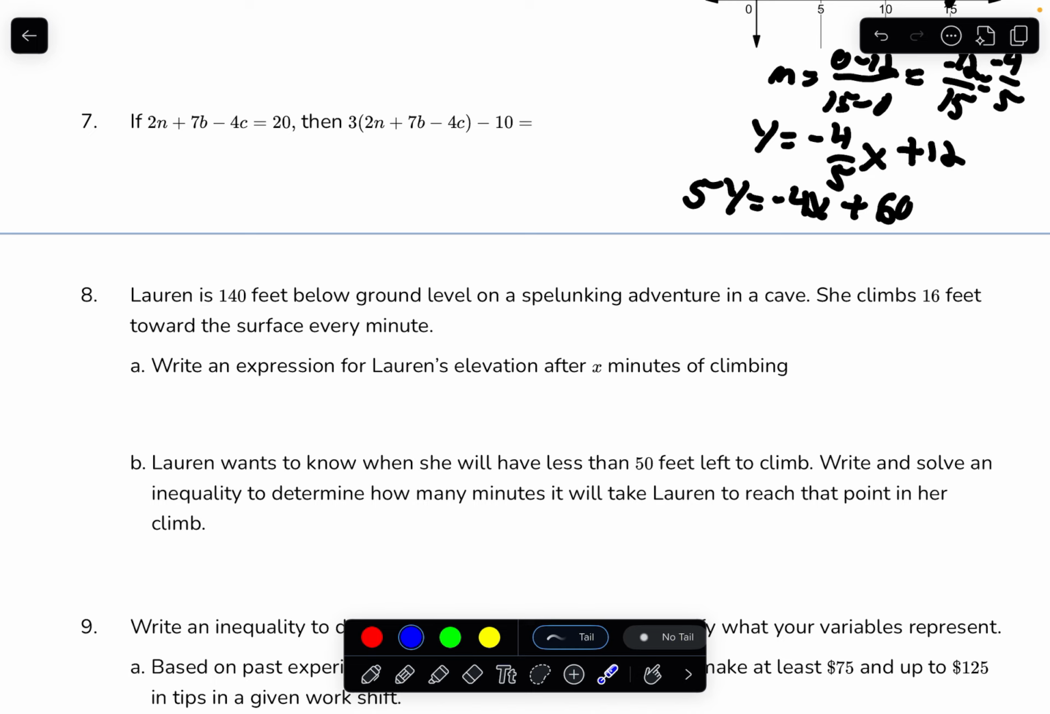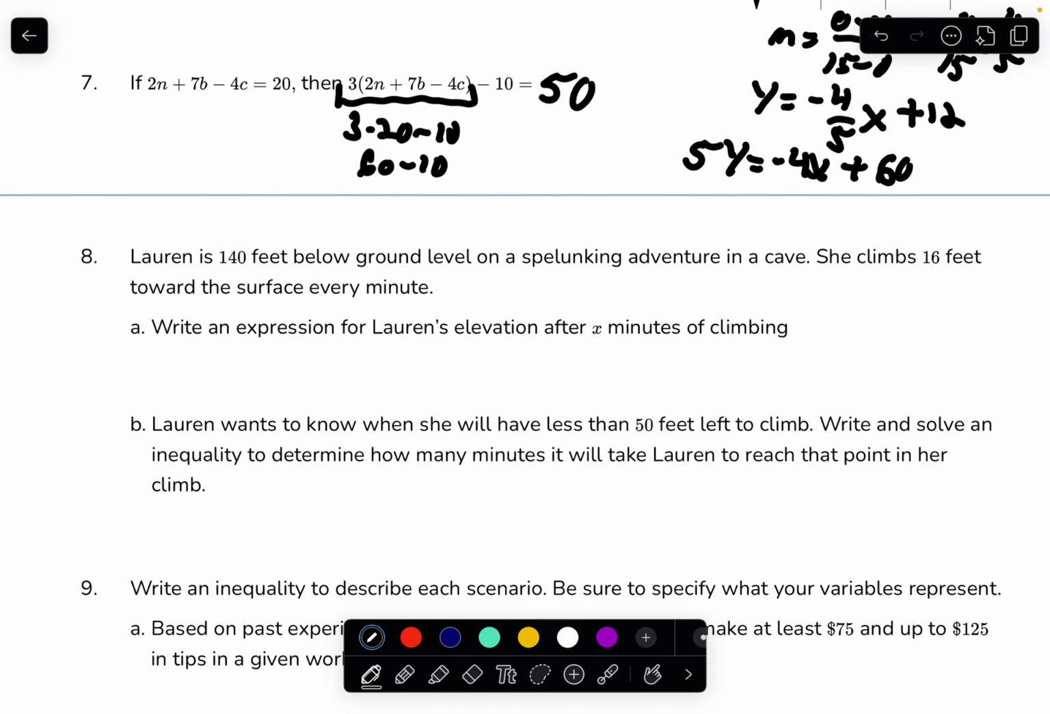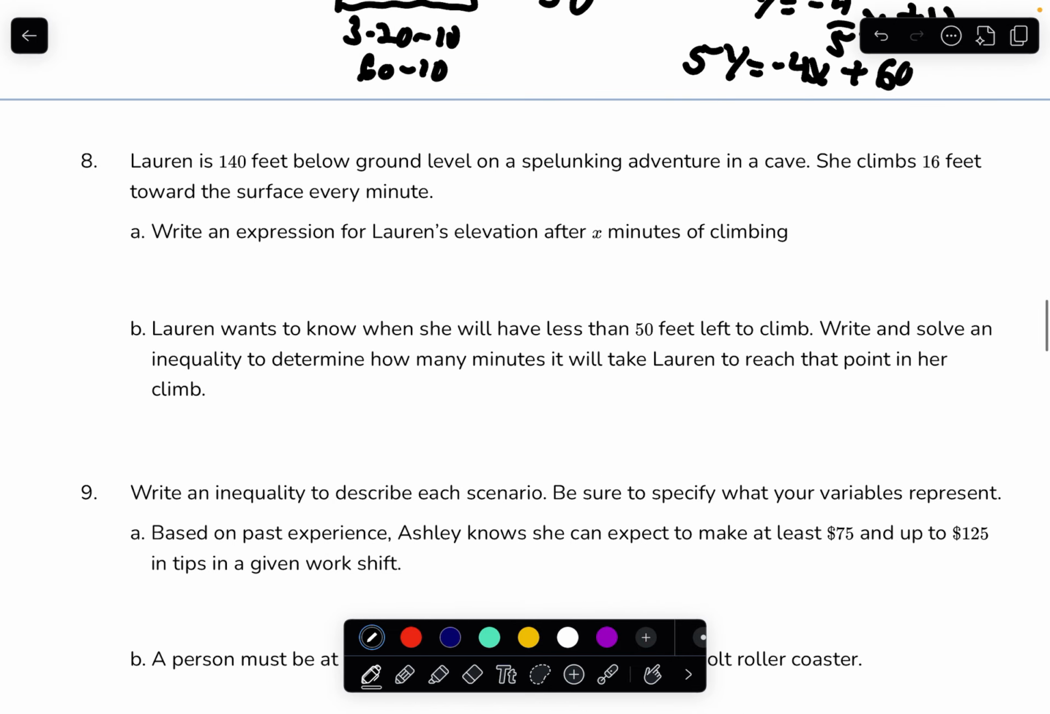So this one's actually pretty straightforward because they tell you this expression, 2n plus 7b minus 4c equals 20. Notice that's exactly what this is. And they multiply it by 3. So this right here is 3 times 20. And now subtract 10. 3 times 20 is 60 minus 10. It is 50. That's easy. You just have to think about it.